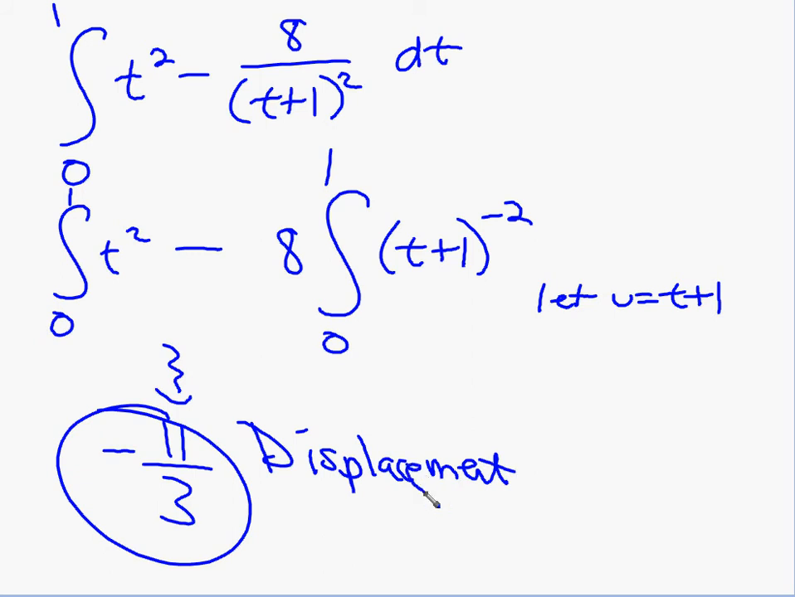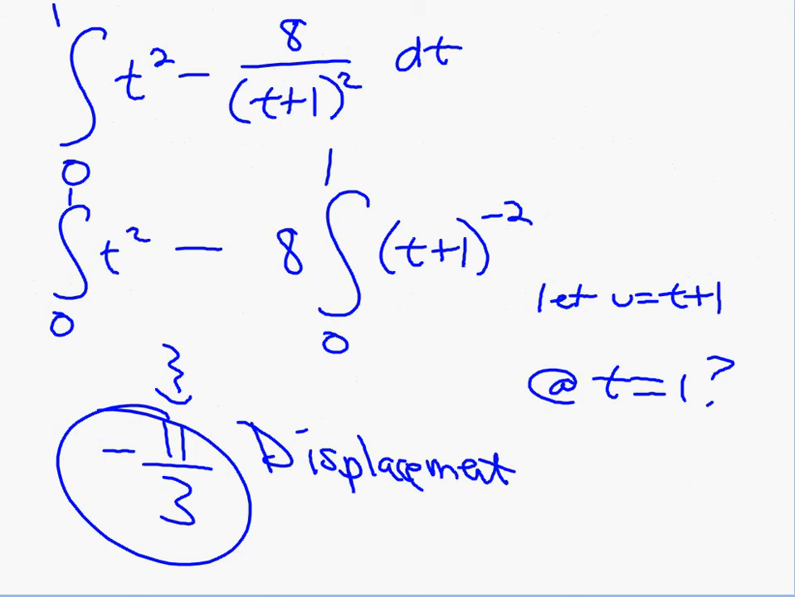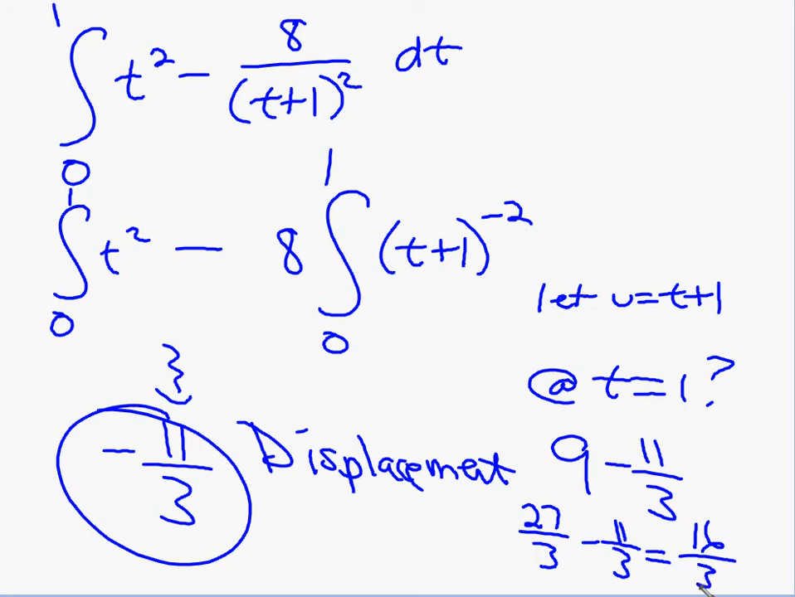So where is it then at time 1? Well, where did it start? It started at 9, okay? So if I want to know where it's at now, I need to take 9 and subtract 11 thirds, okay? And if I do the math, that would be 27 thirds minus 11 thirds. I get 16 thirds. This is its position, all right? This is its position at time 1.